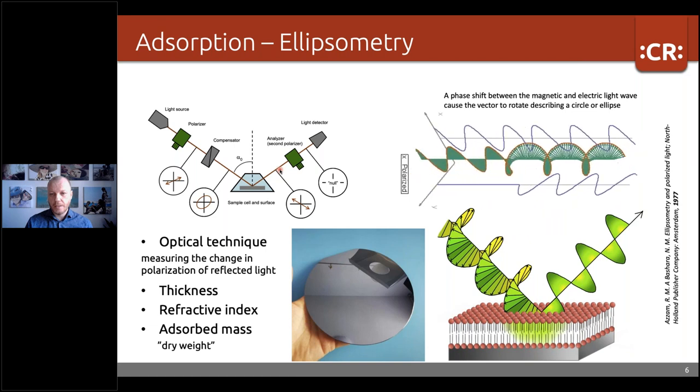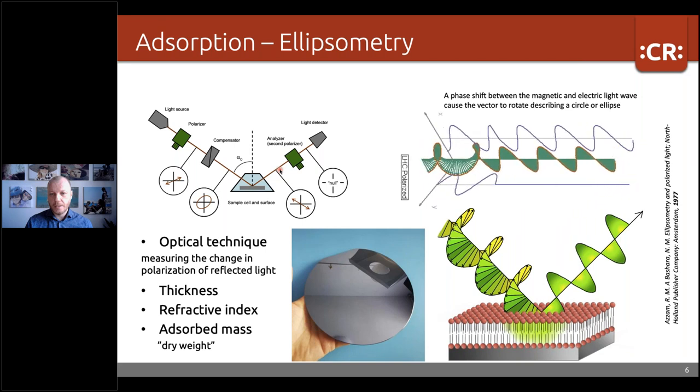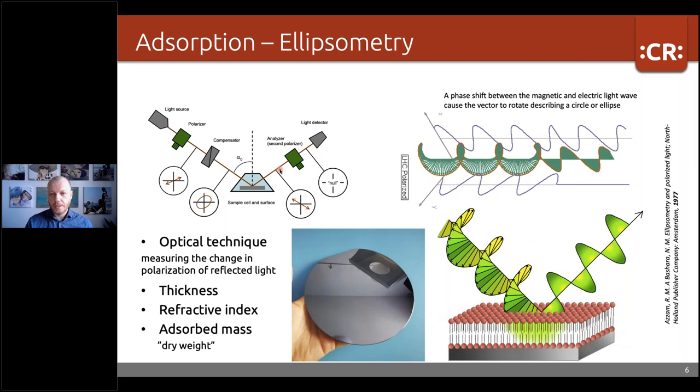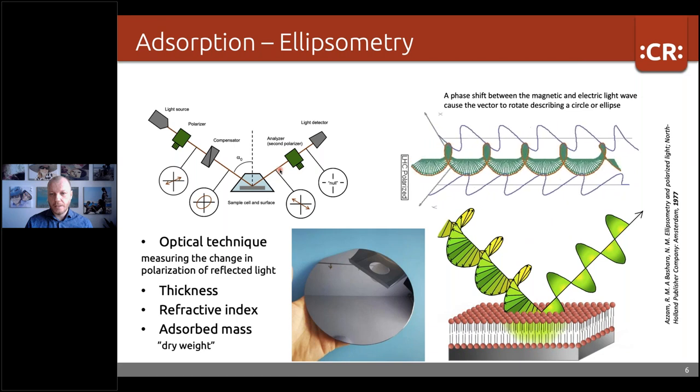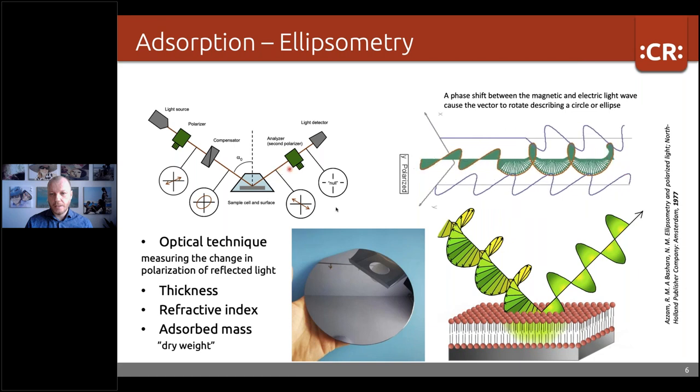And the product of those two can also give you a measurement of the adsorbed mass. In this case, it's called the dry mass. So it's the mass of your polymer, surfactant, or protein adsorbed to that specific surface.